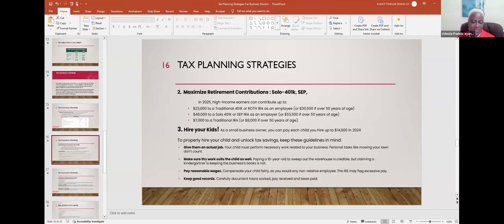Another tax planning strategy is maximizing your retirement contributions. More often than not, we don't pay attention to this, but it's very, very important. As a small business owner with a solo 401k, you can contribute up to $46,000. And for a SEP IRA, you can contribute up to $53,500. So you want to take advantage of your retirement account as a tax planning strategy as a small business owner.